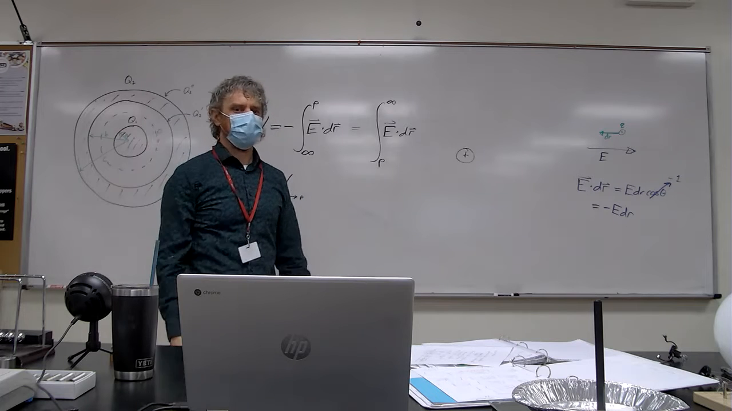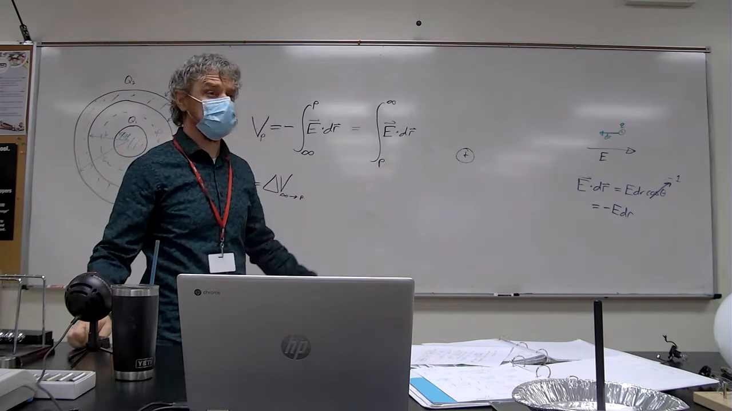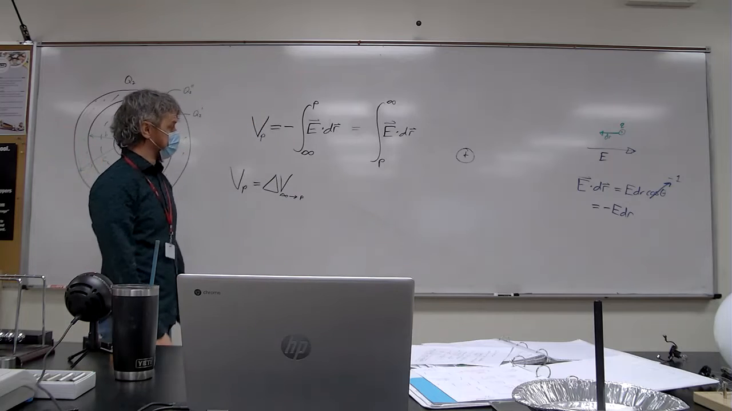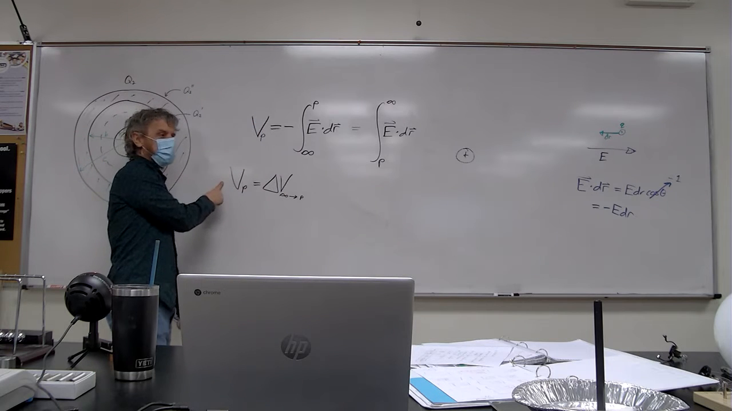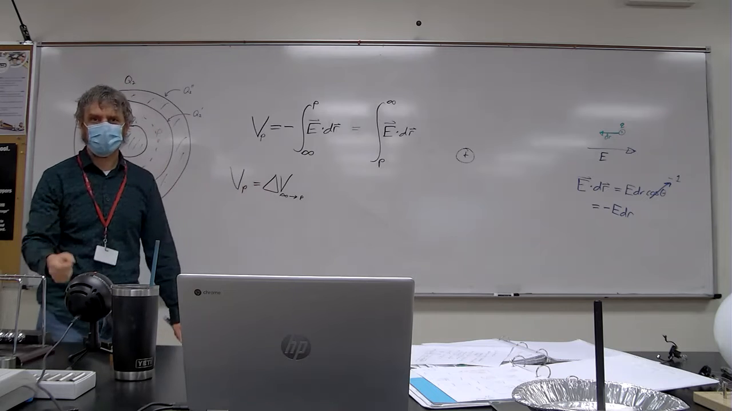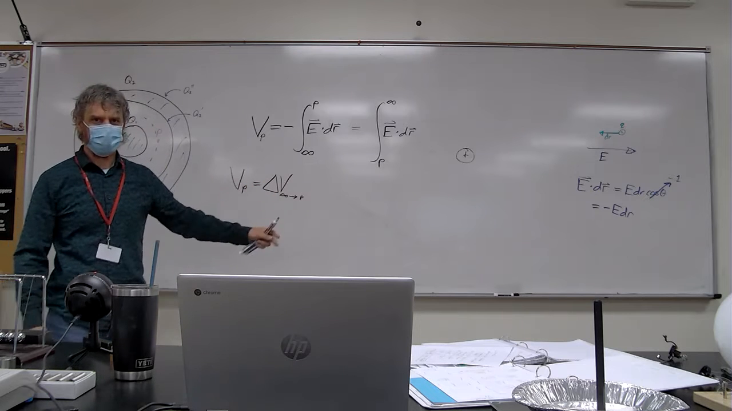It's like lifting a weight and then taking it infinitely far away from the Earth. What's the potential energy of the weight relative to the Earth, or the weight-Earth system? There's nothing there, right? So when you say the potential at a point, it's really a potential difference from infinity to that point, okay?